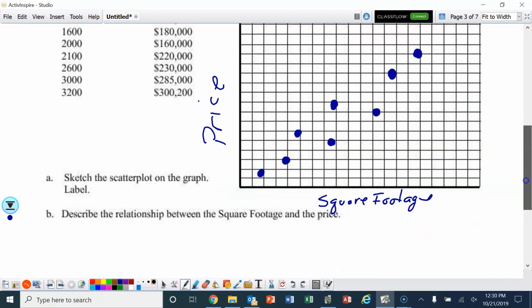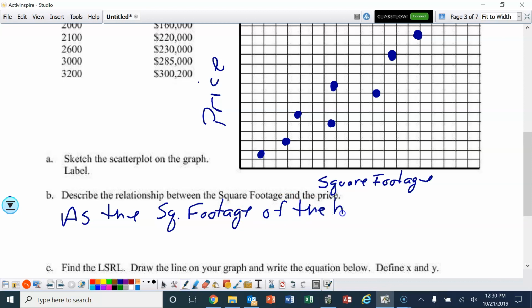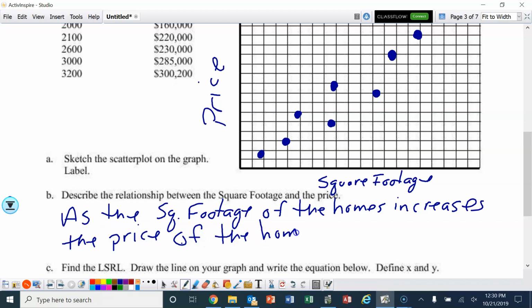All right, describe the relationship. Here we go. So we say as the square footage of the home or homes increases, the price of the homes increase. Okay, positive. As one goes up, the other goes up.